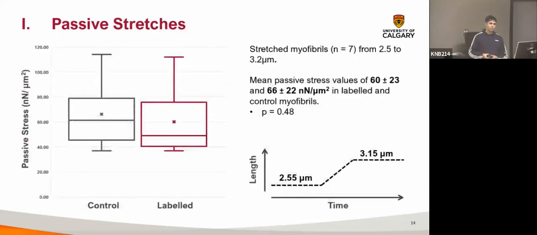So for the forces that we got, what we did is we stretched 7 myofibrils from an average length of 2.5 microns to 3.2 microns. What we noticed is that between controls and labeled samples, we got consistent passive forces in both conditions. And you can see here that mean passive stress values of 60 and 66 were reported in the two conditions.